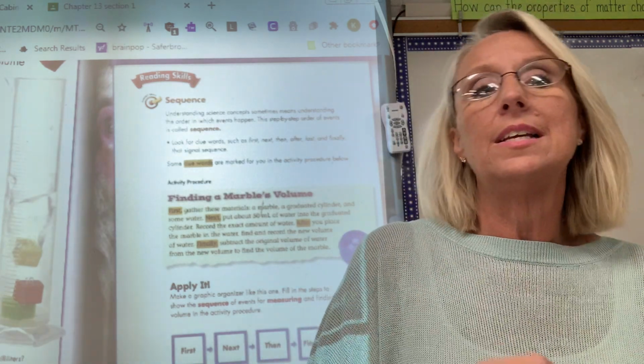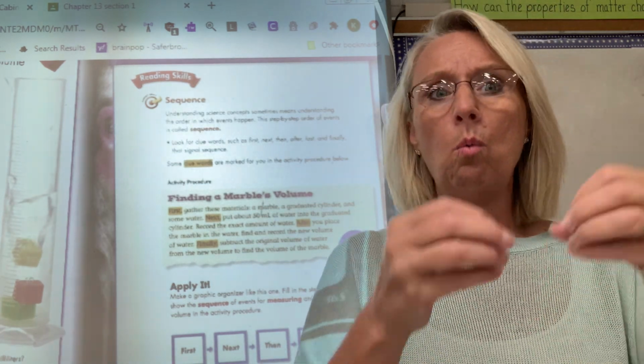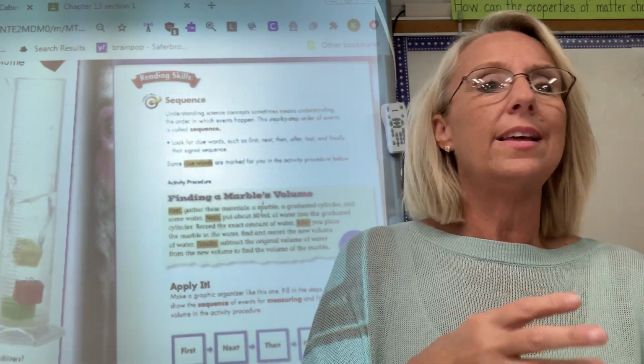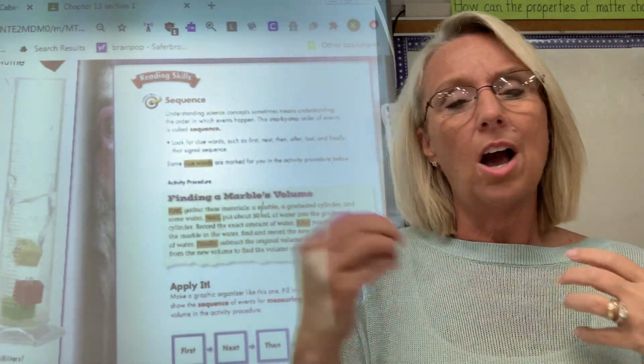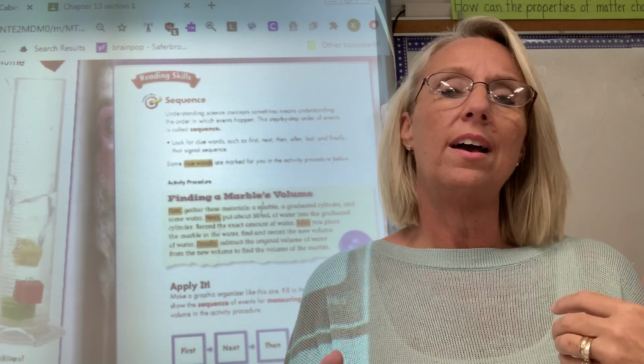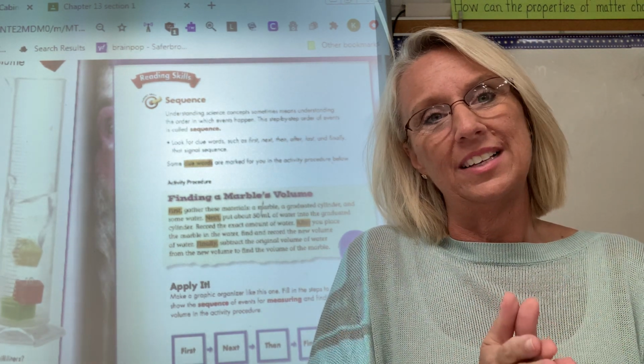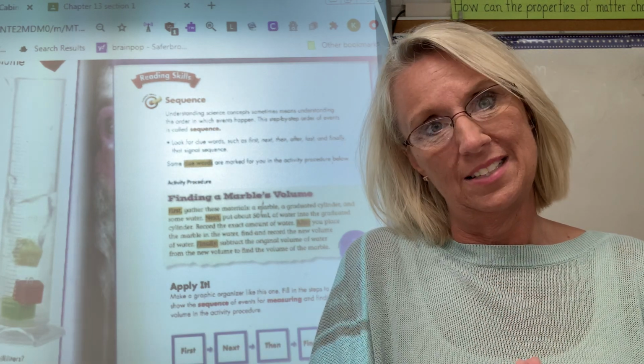So sequencing is really important to determine what you need first. Then what are you going to do? And then next, and on and on, so that you've got it done systematically and it makes sense.